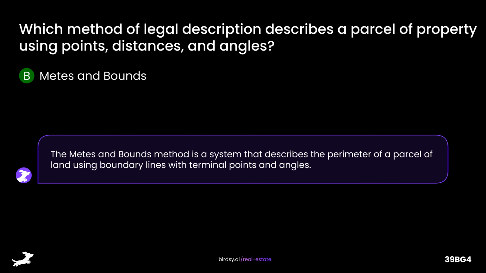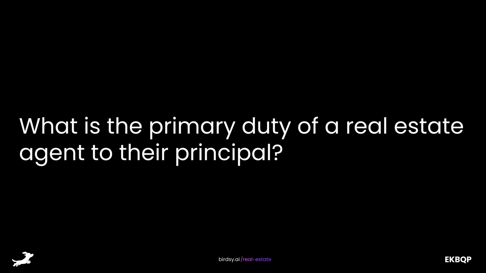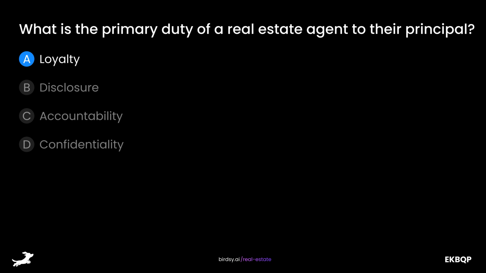The meets and bounds method is a system that describes the perimeter of a parcel of land using boundary lines with terminal points and angles. Real estate practice. Agency relationships. What is the primary duty of a real estate agent to their principal? Is it A, loyalty, B, disclosure, C, accountability, or D, confidentiality?